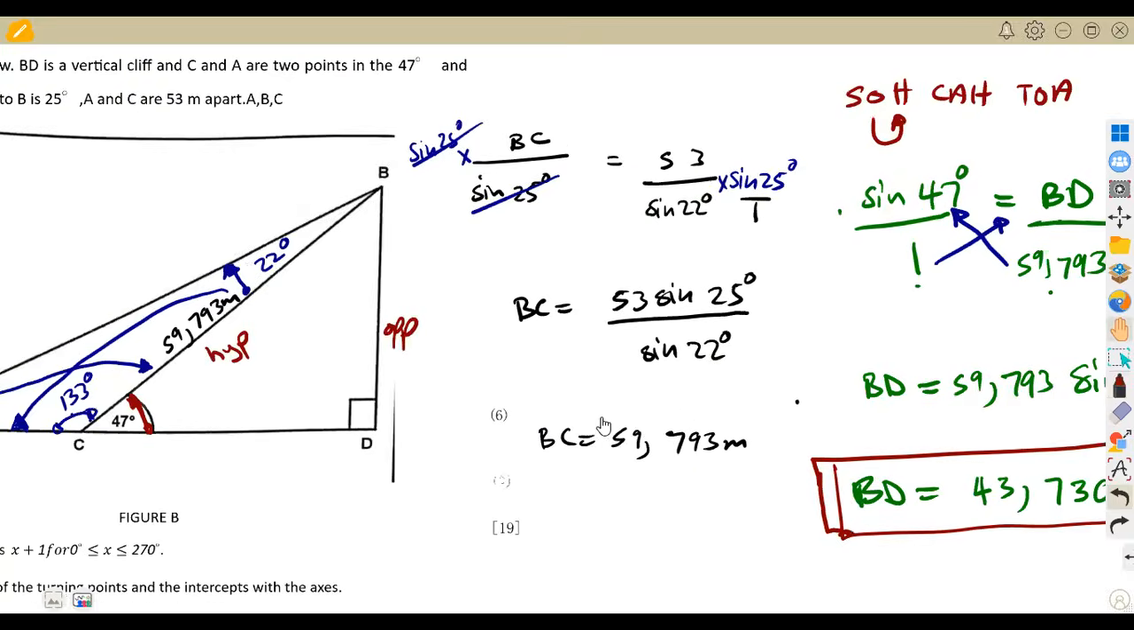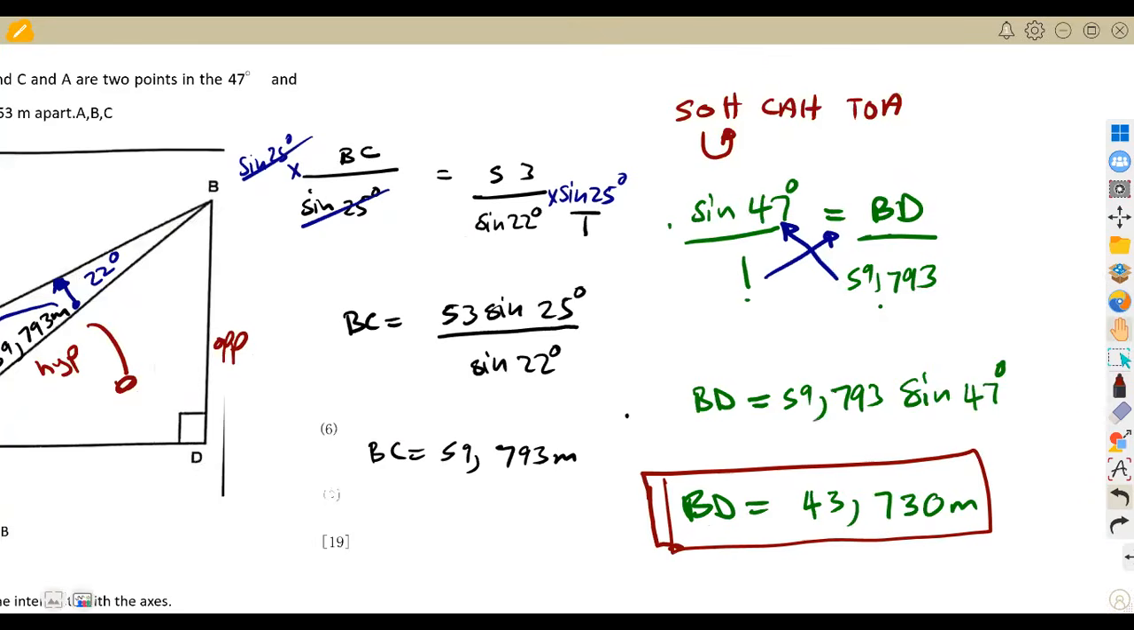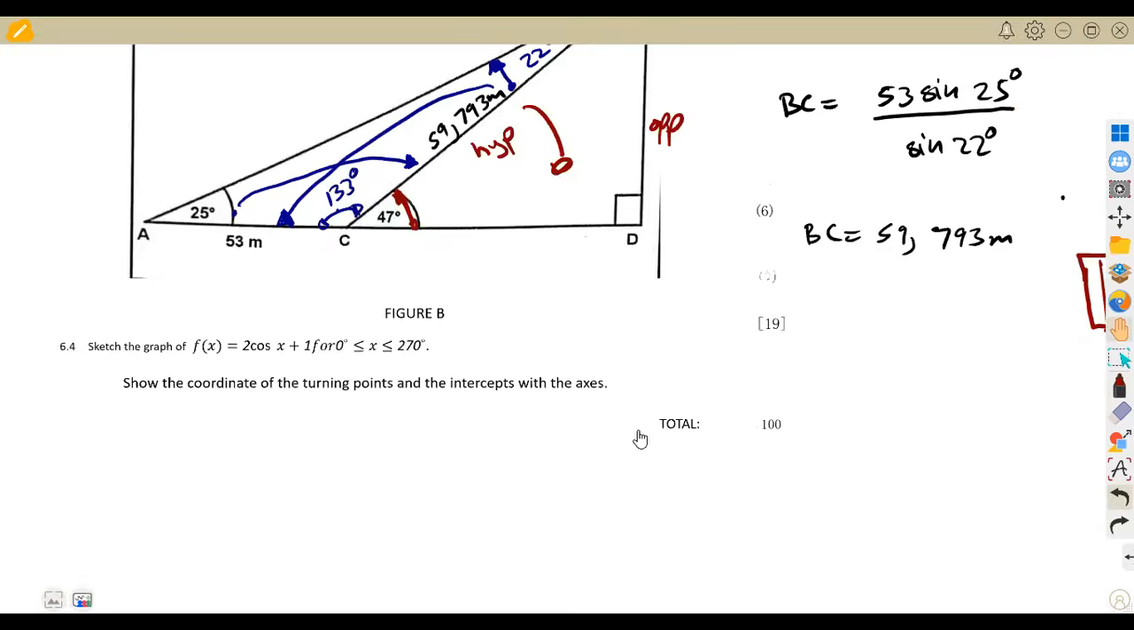So those are the stages. Apply your sine rule from the non-right angle triangle. You find a side that you're going to use on a right angle triangle. On a right angle triangle, you use the trig ratios. The sine rule is used on a non-right angle triangle, okay?